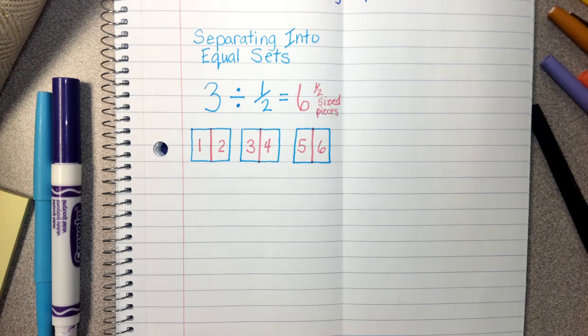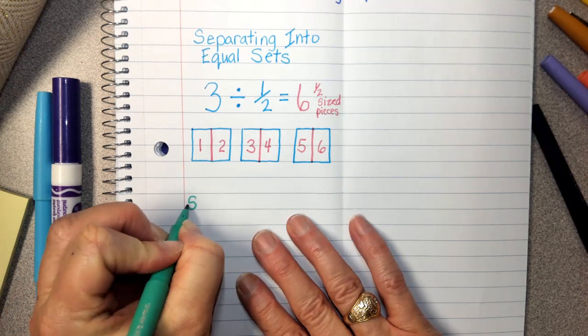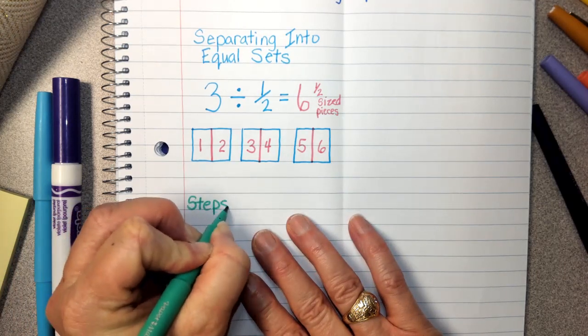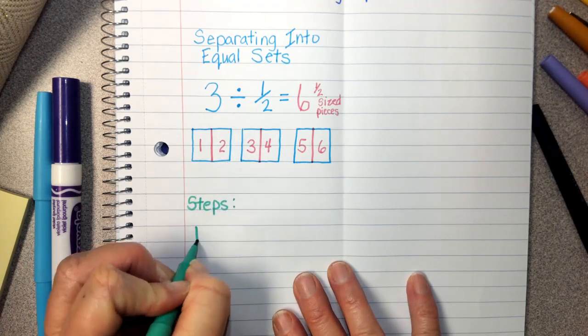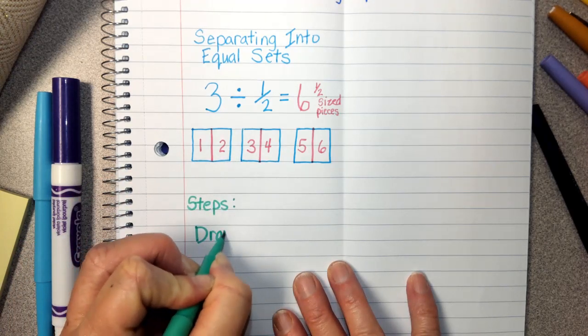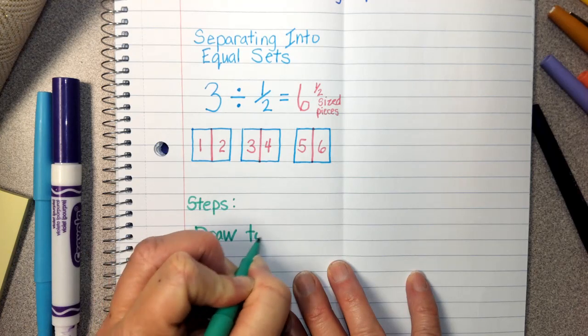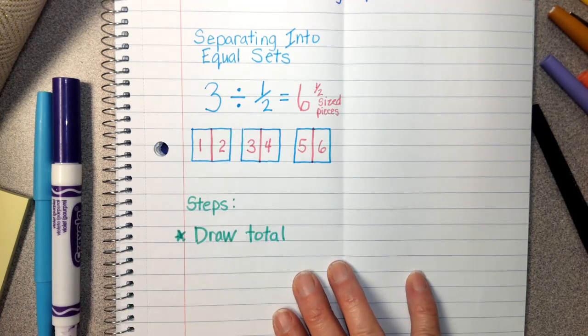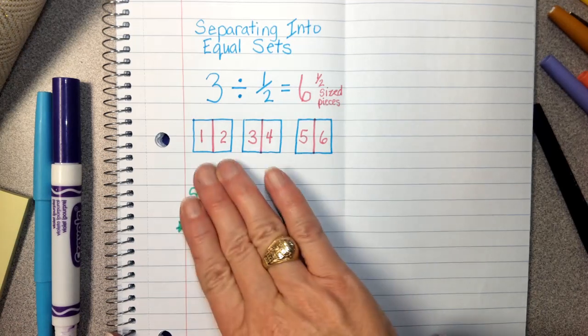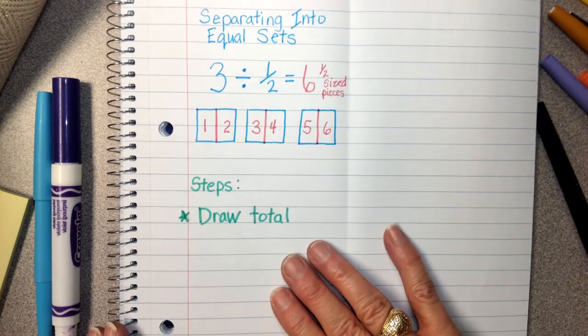What am I going to do when Mrs. Cartwright and Mrs. Barlow aren't here to help me? Well, I can reference my notes. So here are some steps that I think might be helpful. So the first thing that we did is we were drawing, you draw your total. That's the first thing. Draw your total, which I drew the 3 pictures.